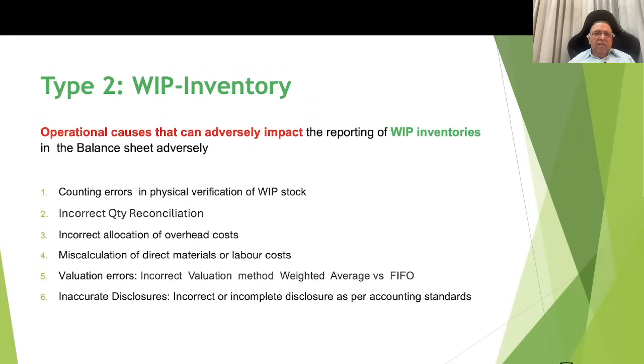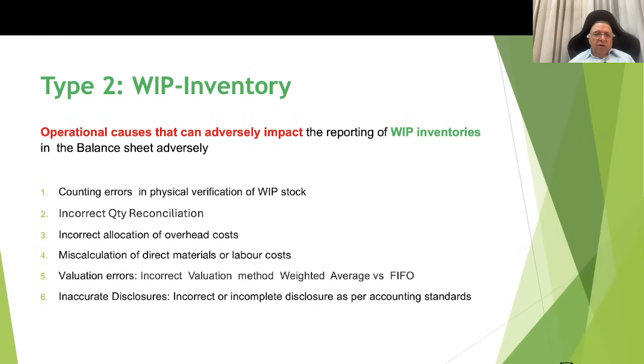Operational causes that can adversely impact the reporting of WIP inventories in the balance sheet adversely. Number one, counting errors in the physical verification of WIP stock. This is particularly true in the case of large plants having very large volume of production. Number two, incorrect quantity reconciliations. Number three, incorrect allocation of the overhead cost.